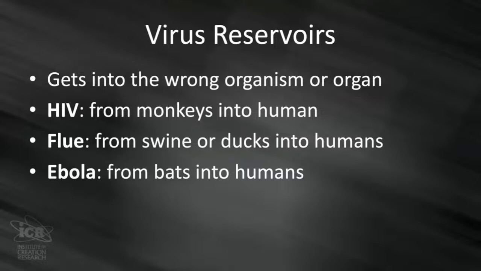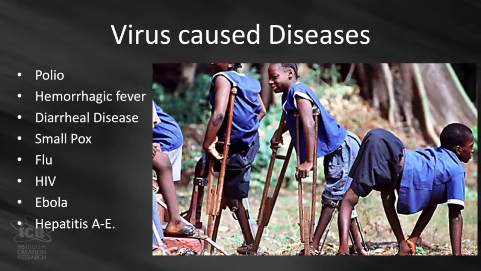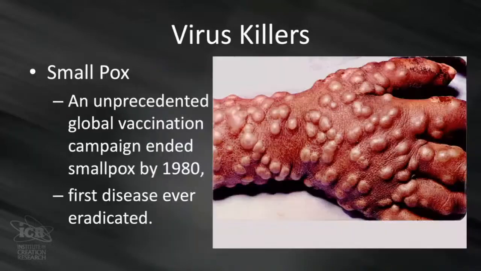The flu, same thing. Swine or ducks, no problem. When it gets into humans, it can be a problem. And viral diseases are many: polio, hemorrhagic fever, diarrheal disease, smallpox, flu, HIV, Ebola, hepatitis A, E, etc. Not many good things, these type of viruses, but again, they're rare. The vast majority of viruses are helpful.